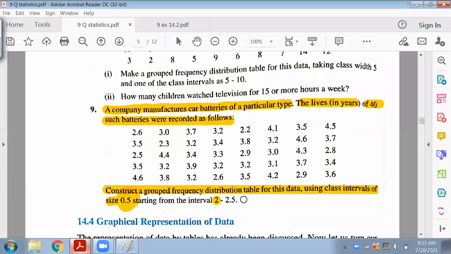And one of the class intervals is 2 to 2.5. Class interval size is 0.5, starting from the interval 2 to 2.5. So the starting class interval is given to us. We have to find the ending depending on the highest value. Now I can see 4.5, the highest is 4.6. Okay, 4.6 is the highest.